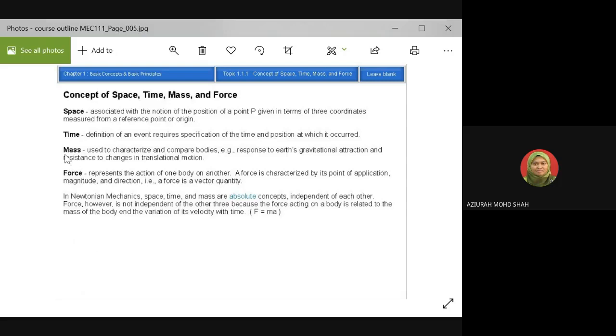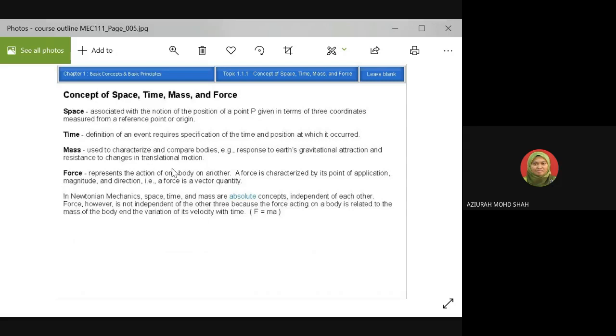Time, we know that it is a certain event or specific of the time and position at which it occurs, ataupun you boleh kata succession of events pun boleh. Mass is used to characterize and compare bodies. Okay, we respond to gravitational attraction. Okay, yang ini. Okay, tahu kan translation motion apa?